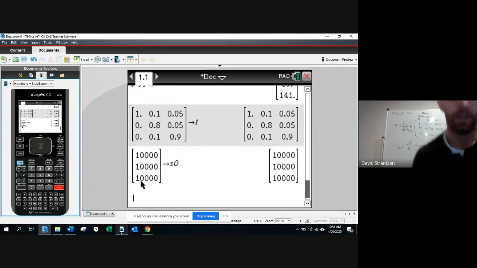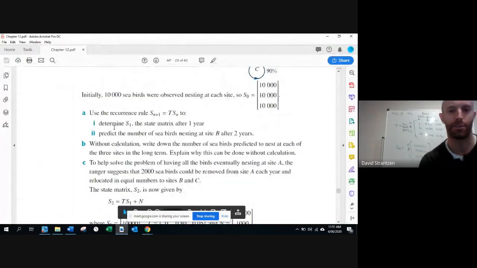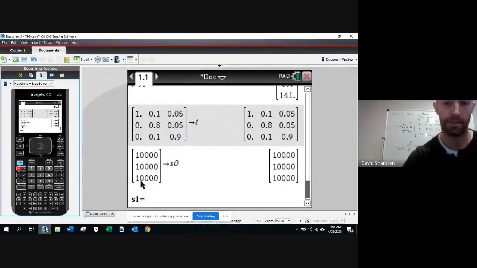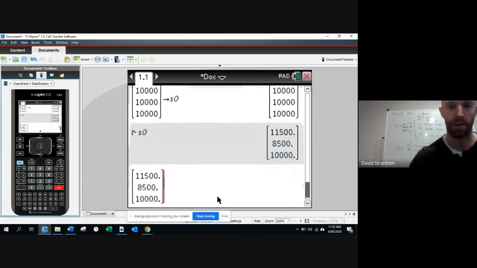Now, use the recurrence rule to determine S1 and to predict the number of seabirds nesting at site B after 2 years. So after 1 year and after 2 years. At this stage, I'm not adding on any extra birds after each year or subtracting any birds after each year. So S1, quite simply, is going to be T times S0. There we go. That's how the birds are arranged after 1 year: 11,500 at site A, 8,500 at site B, 10,000 at site C. I'm going to call that S1.